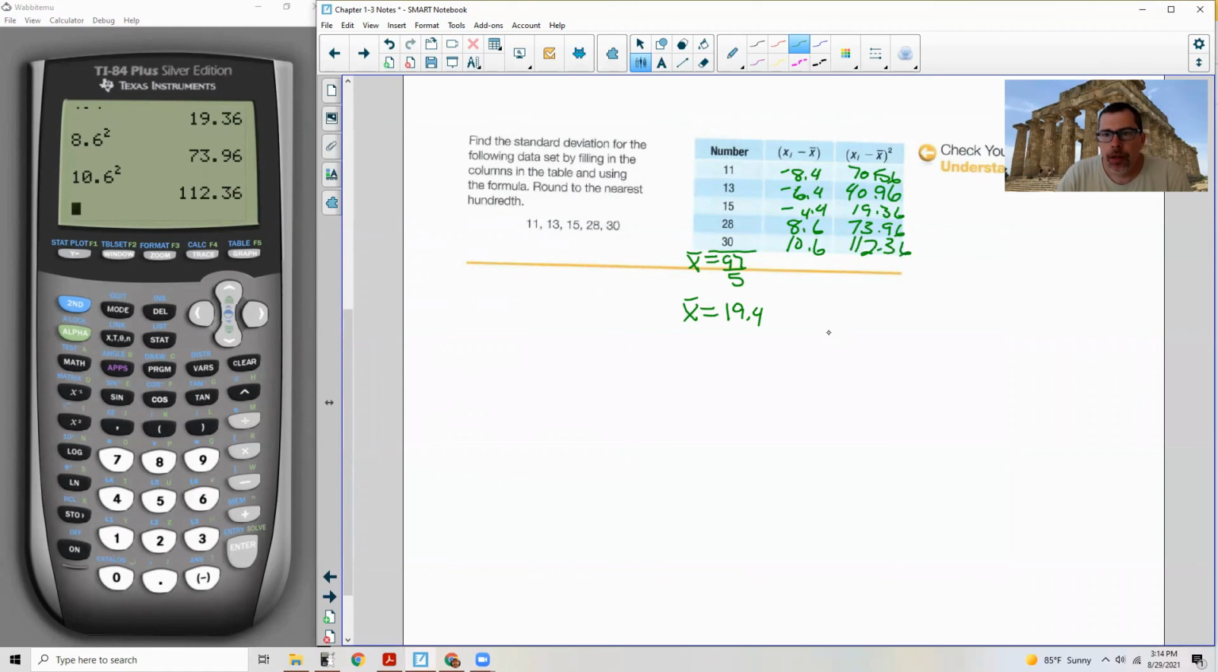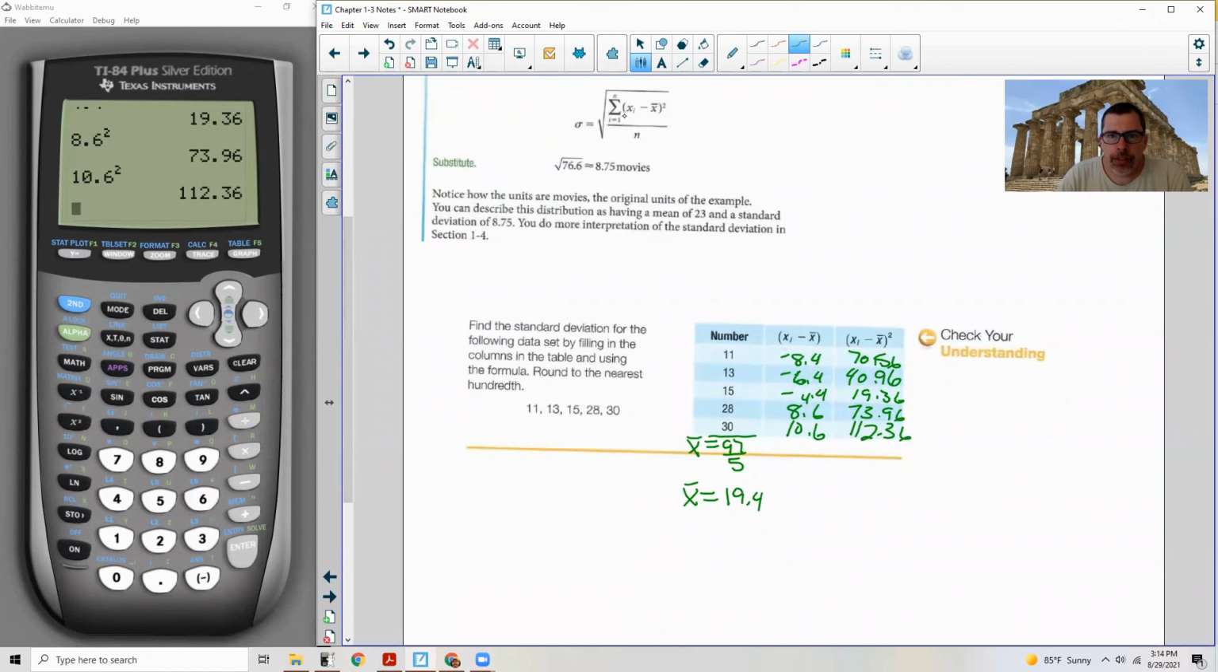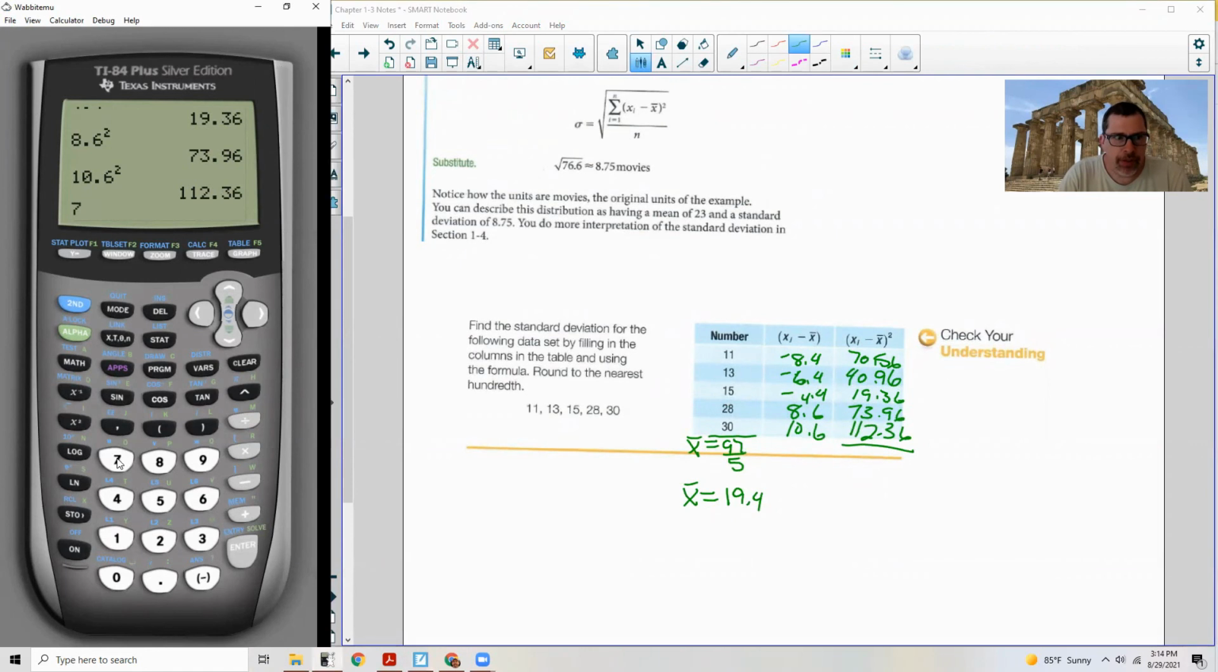Okay. All right. So what does the formula say we have to do? We take the sum of all those values squared. So now I'm going to add all those up. Let's try typing over here first. 70.56 plus 40.96 plus 19.36 plus 73.96 plus 112.36. Enter. I got 317.2.